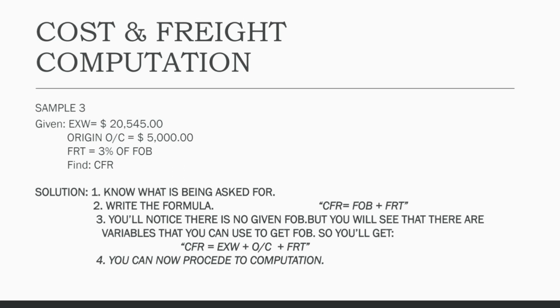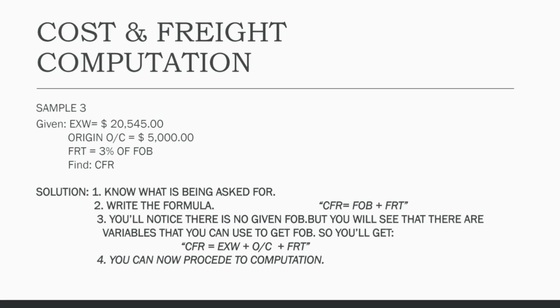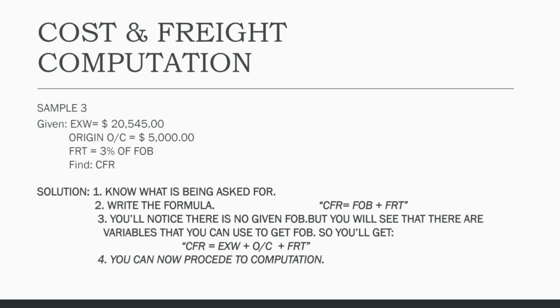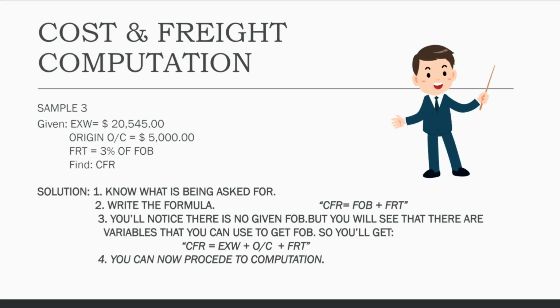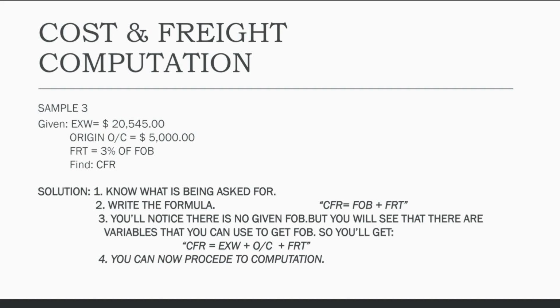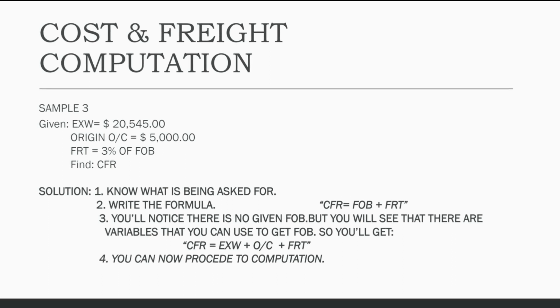When you already know what is being asked, you need to write the formula for that particular Incoterm. So the basic formula for CFR is equal to FOB plus freight. But you are going to notice that in this problem, there is no given FOB. But you will see that there are variables that you can use to get your FOB. Your FOB will be EXW plus other charges, and in the given, we have EXW plus other charges. So in this case, we can use the formula EXW plus other charges plus freight.